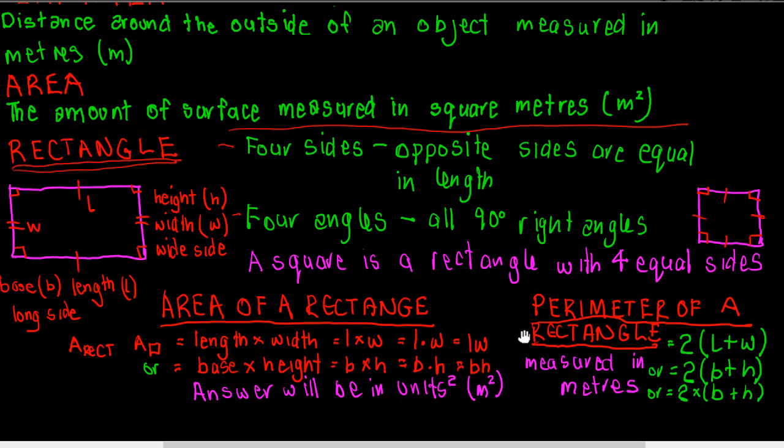Now the idea of the perimeter, the distance around the outside of the rectangle, the formula for that is 2 outside of bracket L plus W, length plus width. Or as again, my favourite, 2 bracket B plus H. Now what the 2 outside the bracket means is 2 times whatever is in the bracket. And in maths we do what's in the bracket first, so that would be add the base and the height together, multiply them by 2, and that will give us the perimeter.